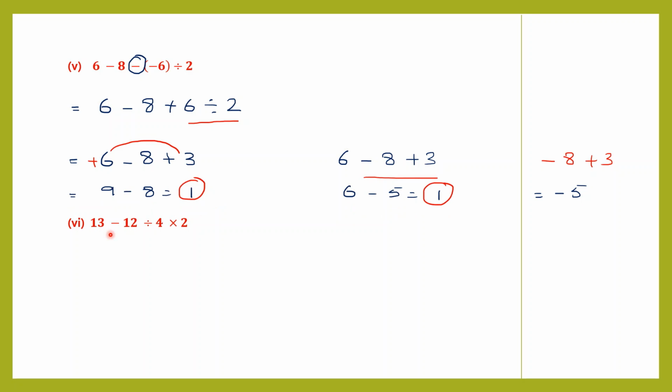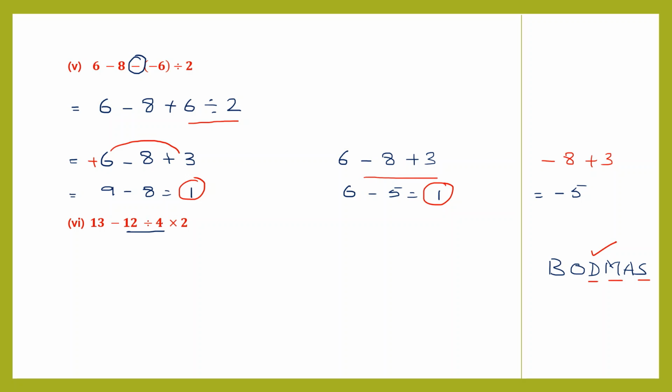Question 5. So here we have 13 minus 12 divided by 4 into 2. So we have subtraction, division and multiplication. So we'll just look at BODMAS and decide which one has to be done first. So here what are the things that we have? We have subtraction, then we have division and we have multiplication. So according to BODMAS, division has to be done first.